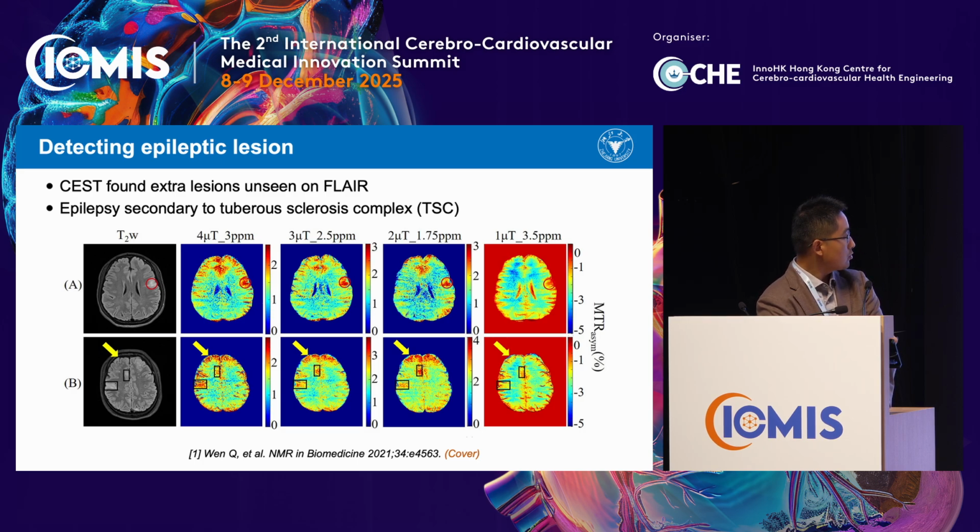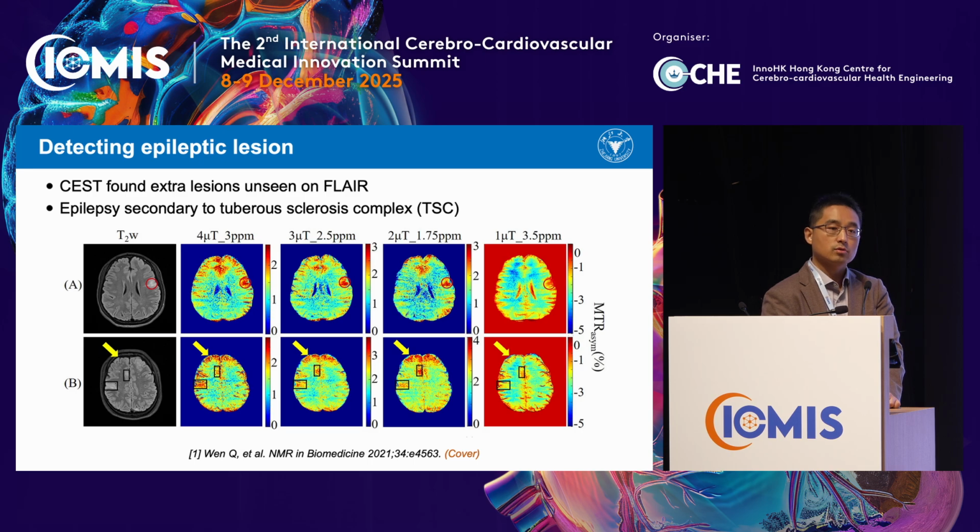But I want to draw your attention to this yellow arrow region. The yellow arrow region looks completely normal on structural MRI. So basically with the structural MRI, there's nothing wrong. There's no tumor, there's no lesion in that region. But with the CEST MRI, you can definitely detect some abnormal signal elevation in this yellow arrow region. And I think that means we can detect something that you don't really see on FLAIR images.